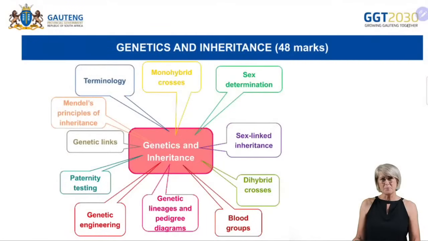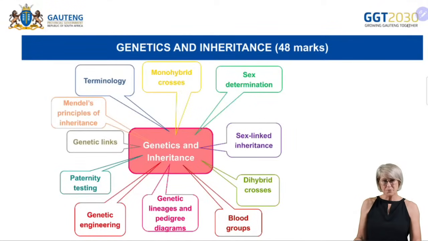Hello grade 12s, my name is Radine Kruger and I'm going to be covering the topics genetics and inheritance and evolution through natural selection with you. So let's have a look at the first topic, genetics and inheritance. And as you can see, it's for 48 marks of the exam paper, which is almost a third. So this section is very important.